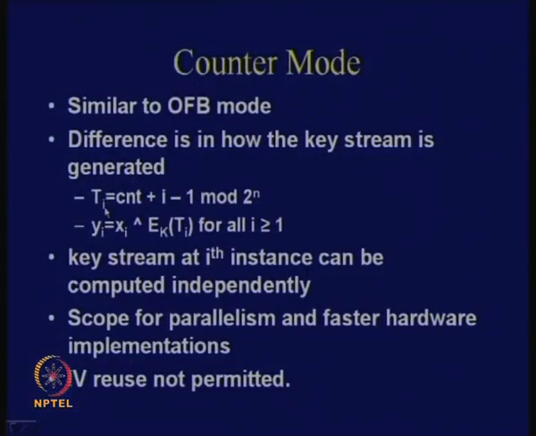So you see that Ti is equal to the count which I have started with, count plus i minus 1. So at the ith stage, this is the value which the T register holds, and I am doing a modulo 2 power n, which means an integer addition. So it's a modulo n-bit adder, and an up counter essentially. So what you do is you take xi, you XOR with the corresponding encrypted output of Ti, and you see that the key stream at the ith instance can be computed independently, and therefore you can parallelize and make faster implementations. So hardware or software, you can make it quite fast, right?